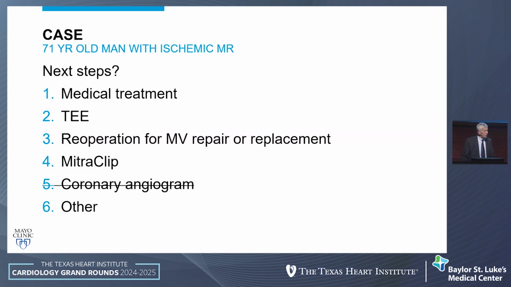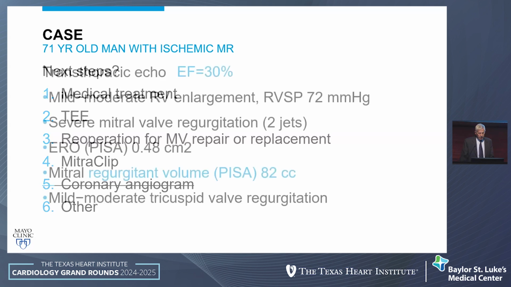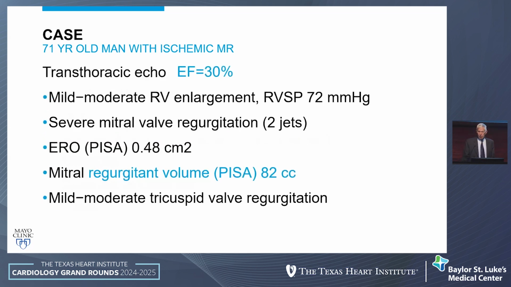Well, we did the coronary angiogram. What's next? What would you do for this patient? Well, I kind of hurried through this, hoping that you would think about the volumetric assessment, because if you have an ejection fraction of 30%, can you have a mitral regurgitation volume of 82?